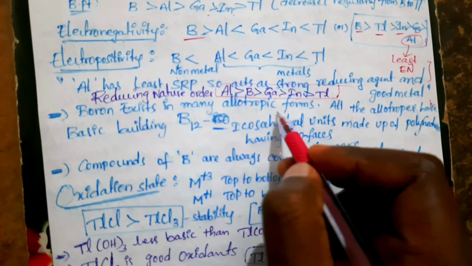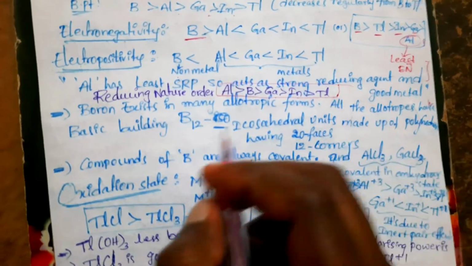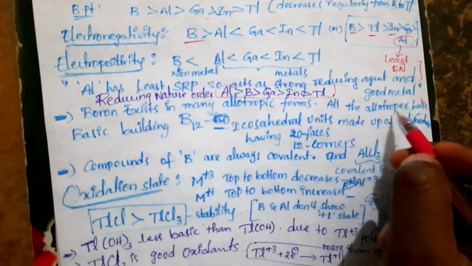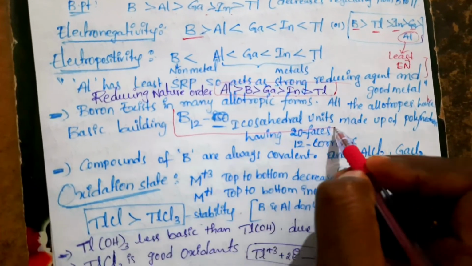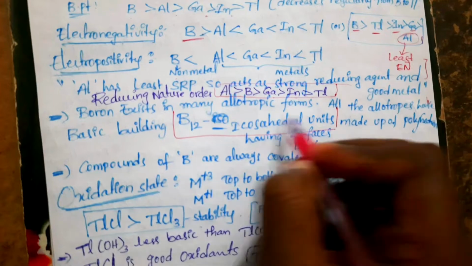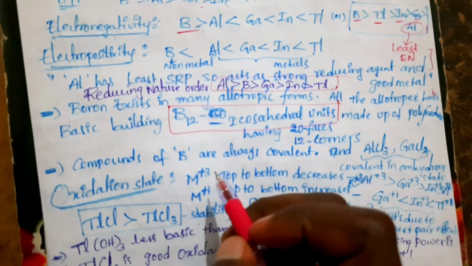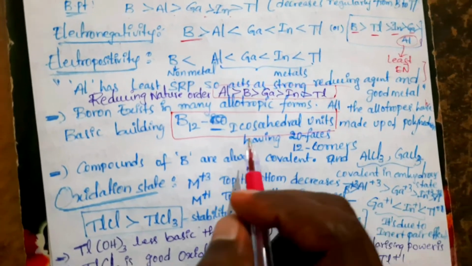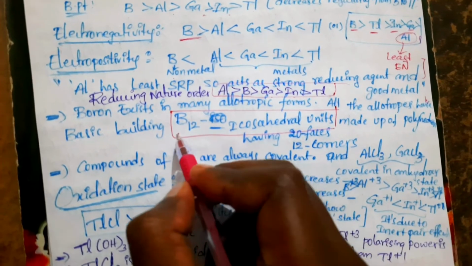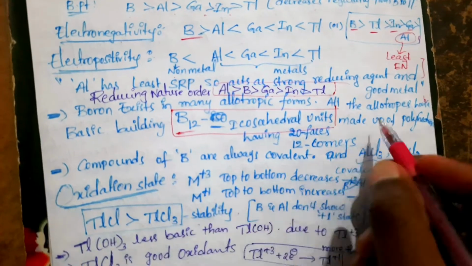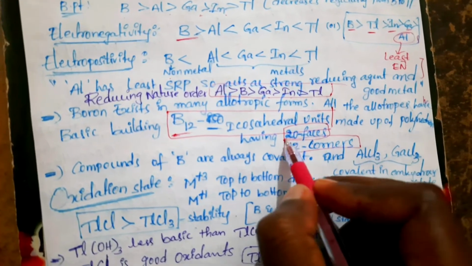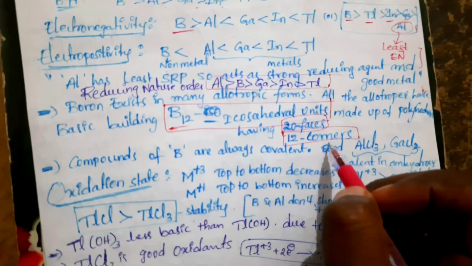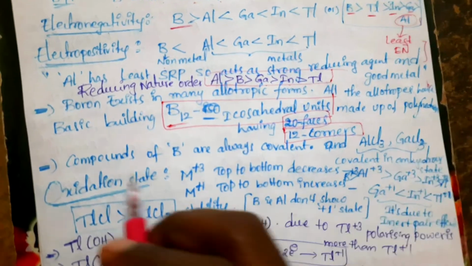Now boron exists in many allotropic forms. In all the allotropic forms, the basic building material is B12 icosahedral units, which are common basic units present in the boron allotropic form. B12 consists of 20 faces and 12 corners. Just remember, in B12 20 faces and 12 corners will be there.